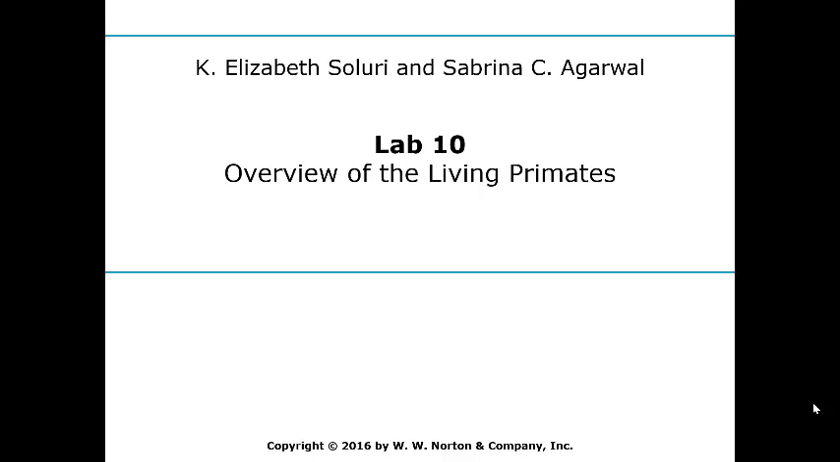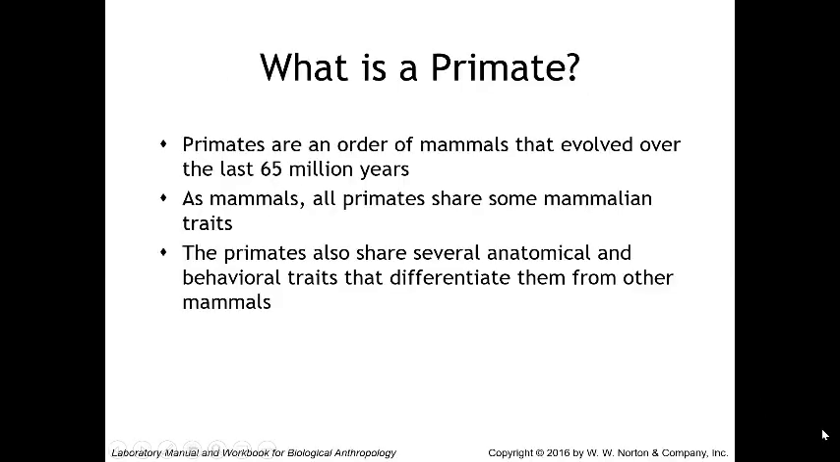And the first thing we're going to do is talk about what even are primates. So primates are an order of mammals that evolved over the last 65 million years. And there are hundreds of known non-human primate species living today, although some are critically endangered. So non-human primates are found in tropical and subtropical areas around the world, whereas humans have a worldwide distribution.